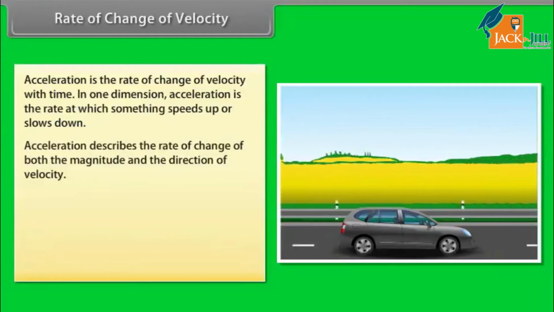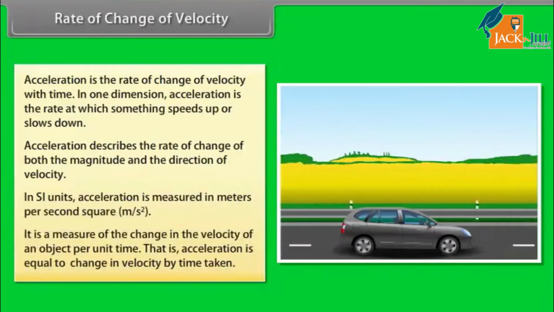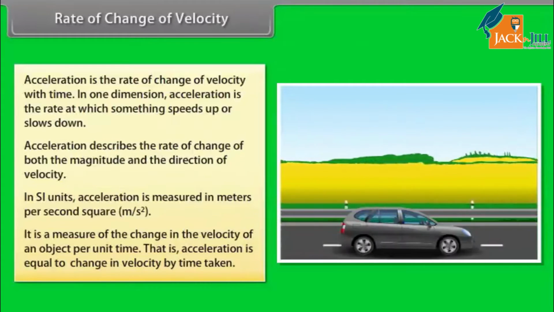Acceleration describes the rate of change of both the magnitude and the direction of velocity. In SI units, acceleration is measured in meters per second square. It is a measure of the change in the velocity of an object per unit time. That is, acceleration is equal to change in velocity by time taken.